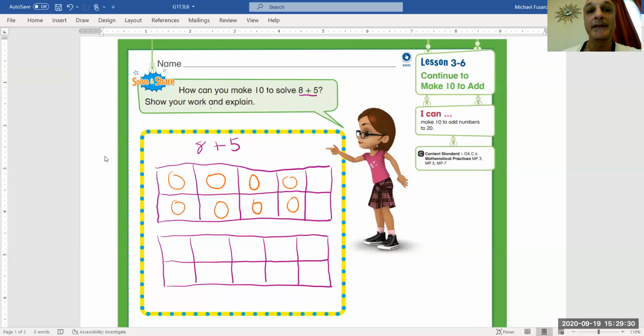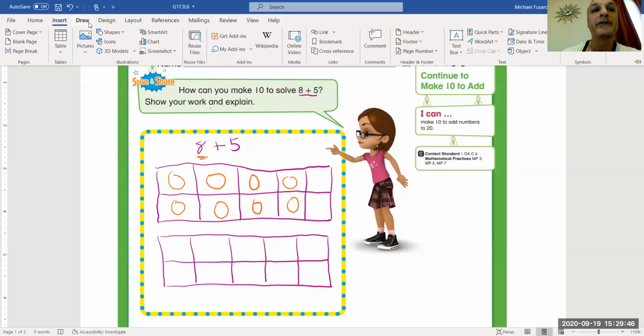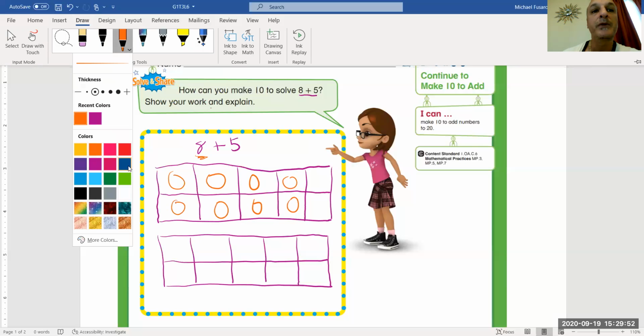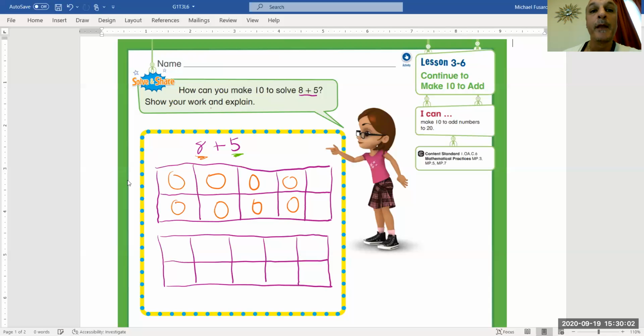So I know I have 8 because I counted as I did it. But just to make sure, I'm going to double check. 1, 2, 3, 4, 5, 6, 7, 8. Good. And what was the other part? So 8's all set, and that's an orange. Let me use another color. Let's find some fun colors here. Let's stick with this blue. Looks fun. Actually, you know what? Let's go green. Okay. So now we're going to do the bottom tens frame, and we're going to show the 5. 1, 2, 3, 4, 5.